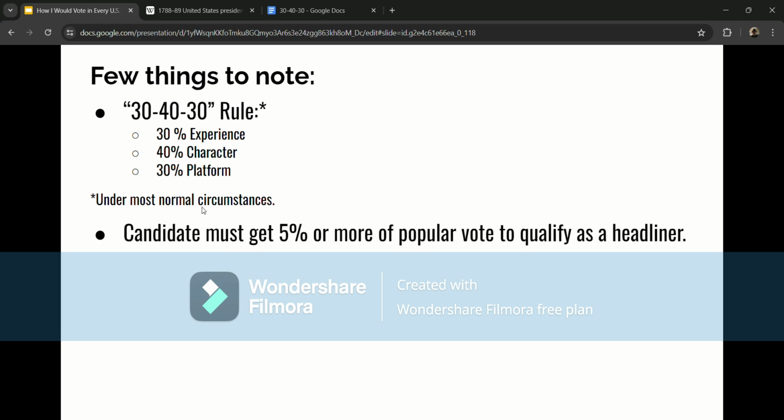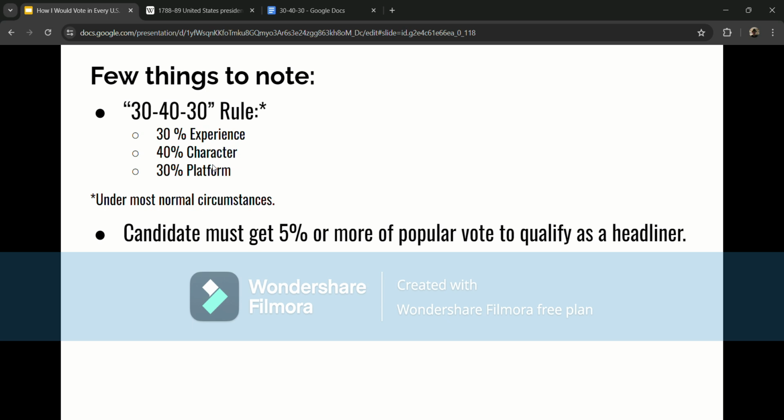A couple other things. A candidate must have gotten at least 5% or more of the popular vote to qualify as a headlining candidate. For example, in the election of 2000, alongside the two frontrunners, George W. Bush and Al Gore, there was also, most infamously, Ralph Nader. There was Pat Buchanan. There was a whole bunch of other third-party candidates. I will not be including Ralph Nader or Pat Buchanan on this list because they did not get 5% or more of the popular vote.